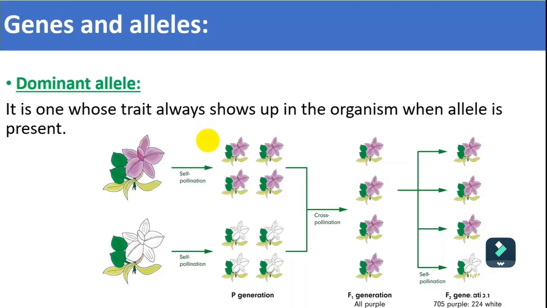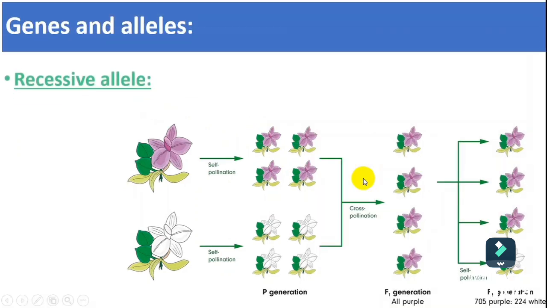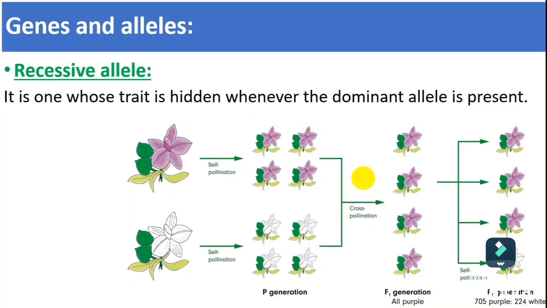So we have two types of alleles now, my friend. We have the dominant allele. It is one whose trait always shows up, something so strong that it shows up in the organism whenever the allele is present. But the other one is the recessive allele, which is one whose trait is hidden whenever the dominant allele is present. Once the dominant one is present, there is no appearance, there is no role, there is no personality for the recessive one. It will disappear completely.